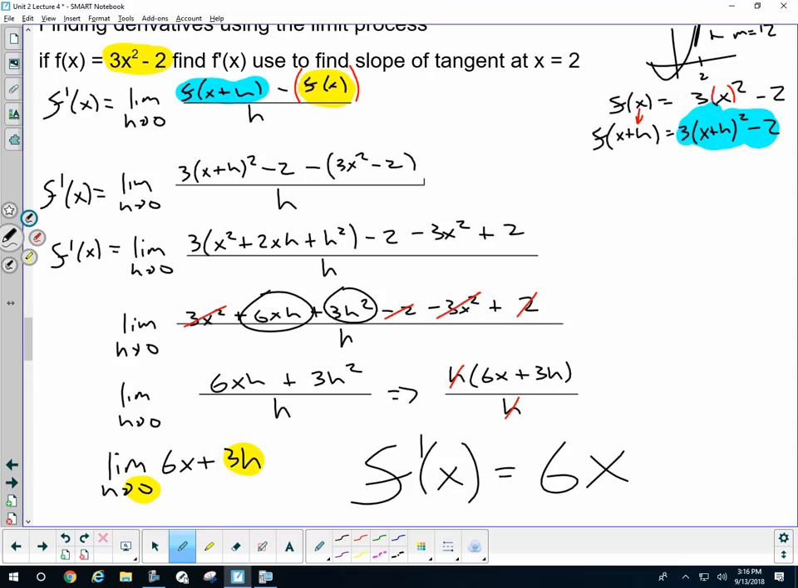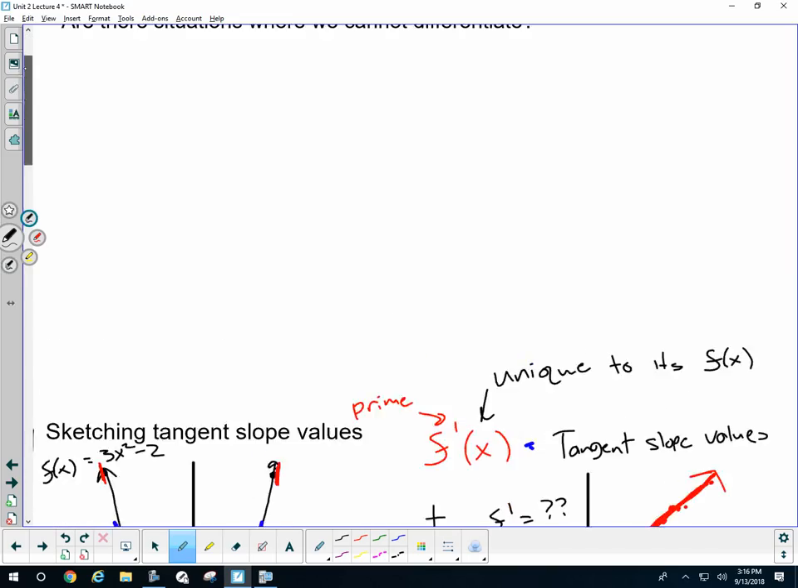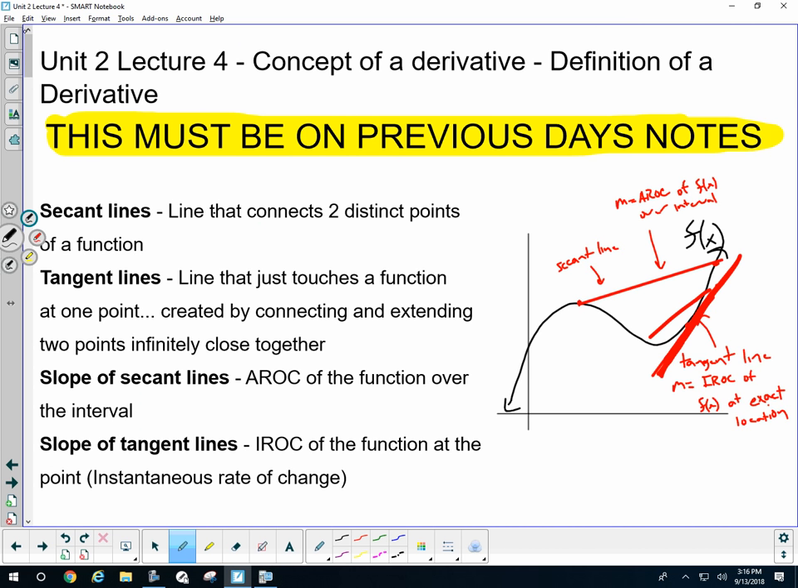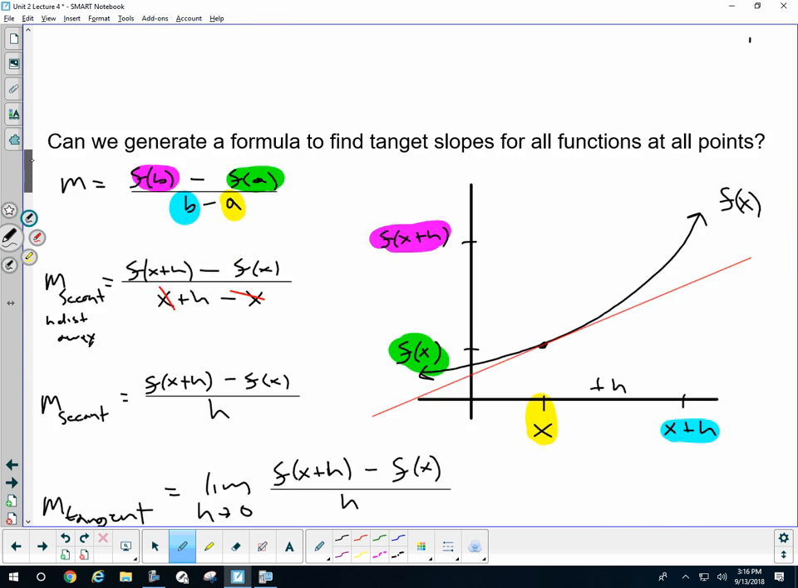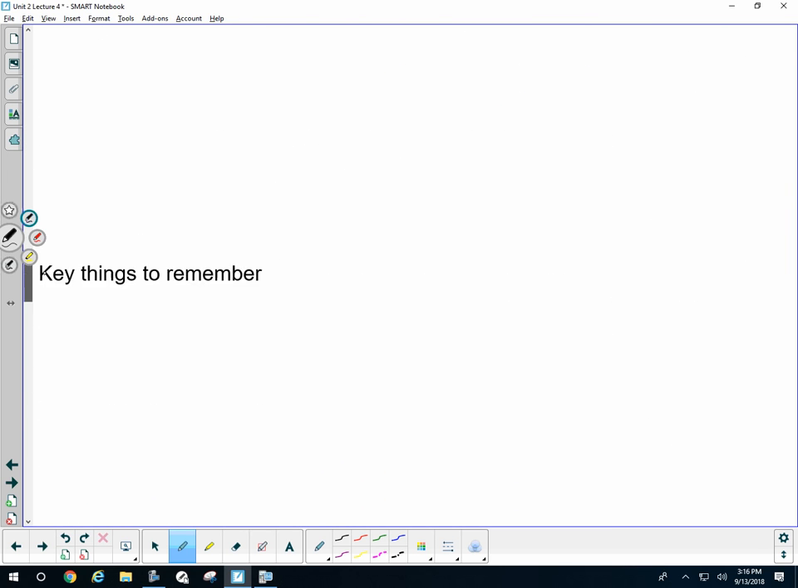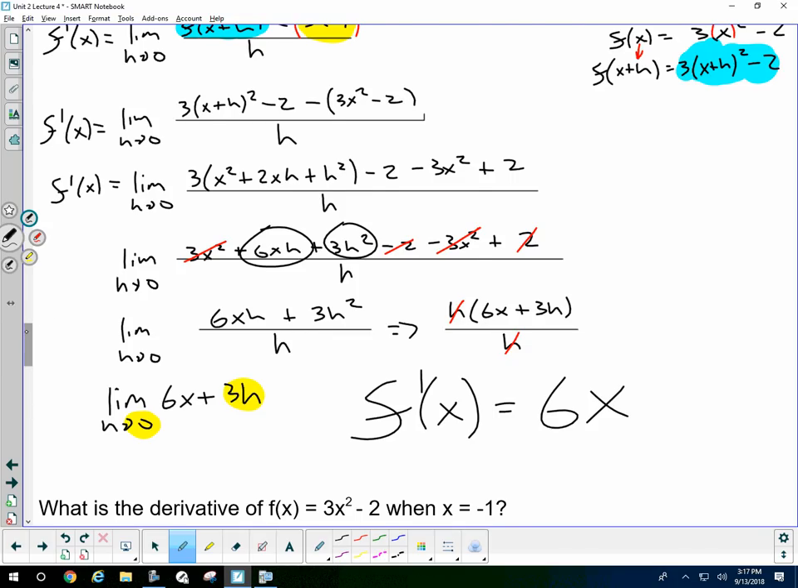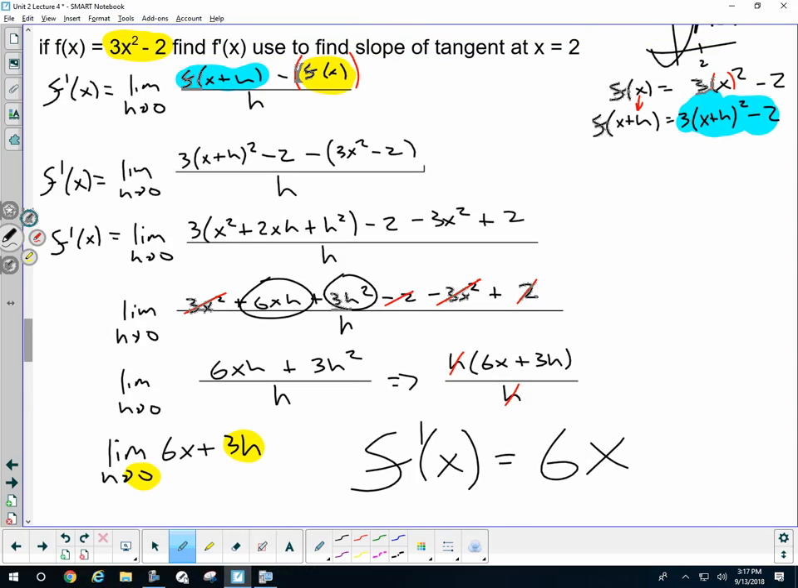Okay, so if we go back to our graphs that we already created, what is f prime of x? If this is 3x squared minus 2, what is its unique tangent slope graph? 6x. What can we do with that 6x? Does that mean the slopes of my tangents are 6x? Well, that means I can plug in values into f prime to find the tangent slopes of f.